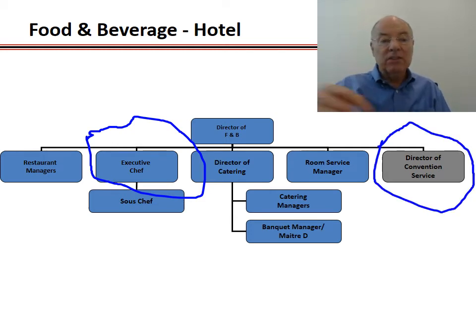We'll talk more about this as we get towards the MICE side of things, but this person historically began with a reporting responsibility to food and beverage, but many times today they're their own department, especially in the major convention hotels, or they may report to the director of marketing. Some cases they do report to the general manager directly. So there's lots of variations on that.